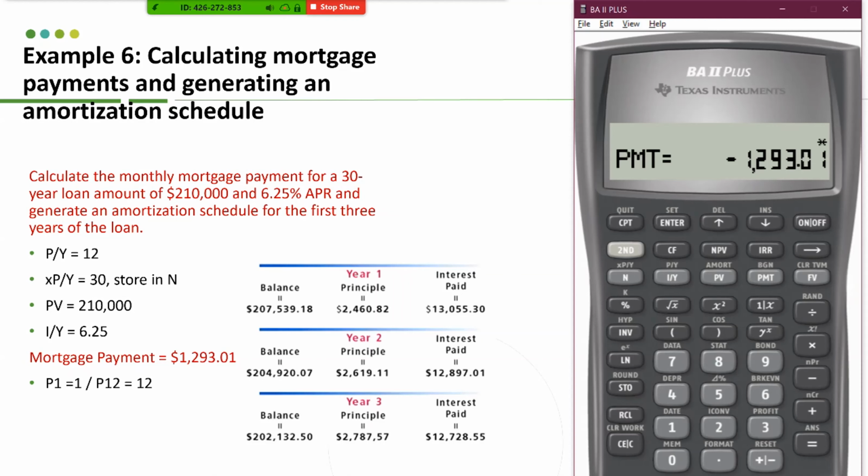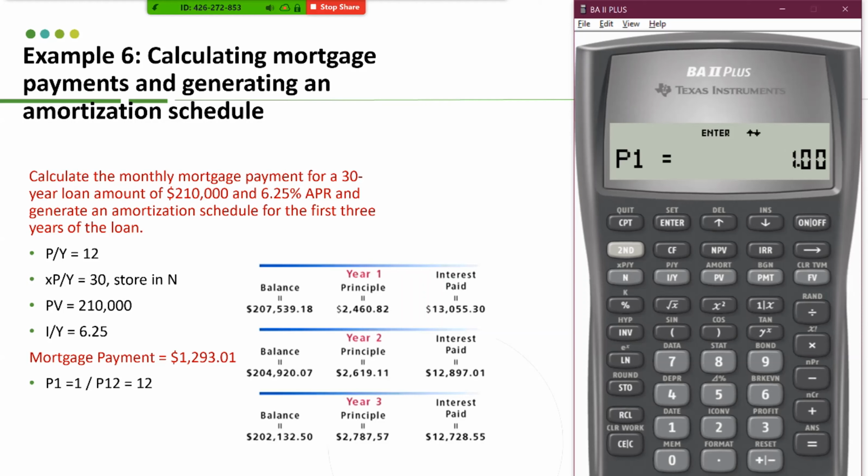Okay, so for the amortization schedule, what you need to do is press the quit button first, and then you can find one function here, AMORT, A-M-O-R-T. Because this is the secondary function, you need to press second, AMORT. AMORT stands for amortization.